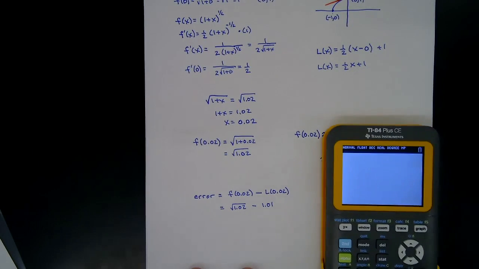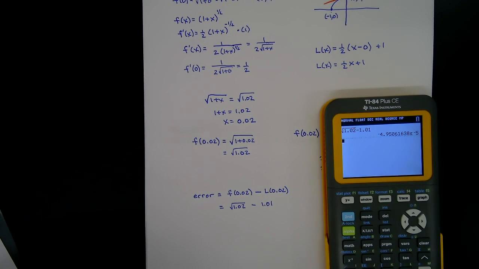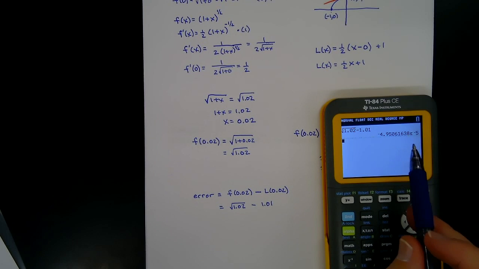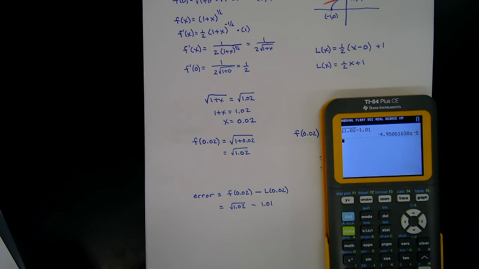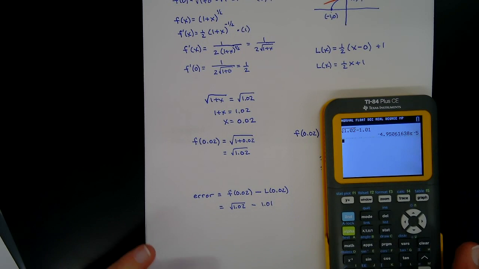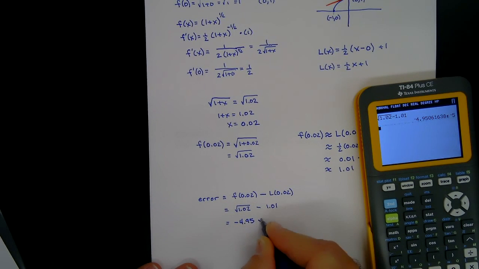Okay, so in our calculator, we're gonna type in the square root of 1.02 and then minus 1.01. And we get negative 4.95 times 10. That E means times 10. So it kicked it into scientific notation. That means this is either a really big number or a really small number. Because the exponent's negative, it's a really small number, okay? So this is equal to negative 4.95 times 10 to the negative 5th power, okay?